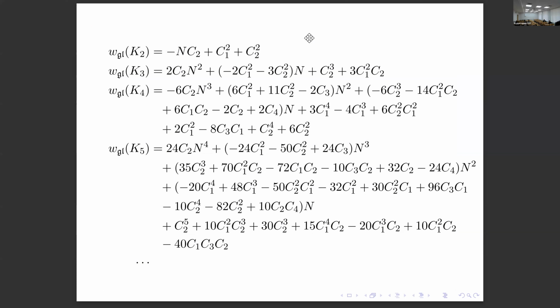And these K2, K3, K4, K5 are chord diagrams K_n. K_n is the chord diagram with n chords, and each chord crosses every other.